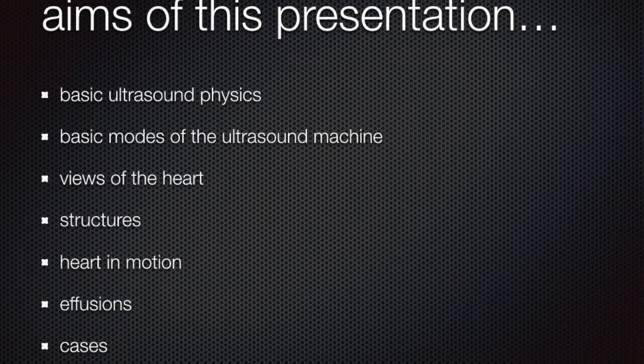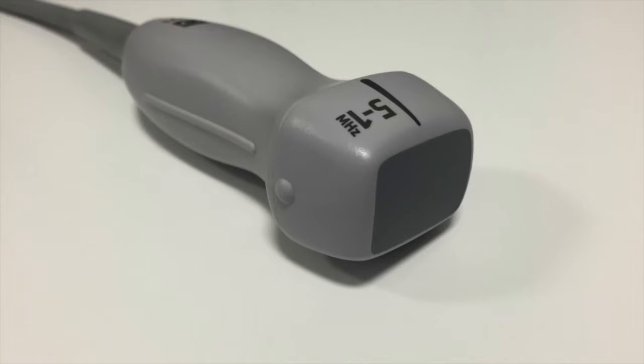These are the aims of the presentation. Now, this is a typical picture of a probe or a transducer, and this is going to be used for doing echocardiography. At the end there, this is the footprint, and underneath this footprint we have lots of crystals. These are PZT crystals, so when a sound wave hits them, they generate an electricity, and vice versa.